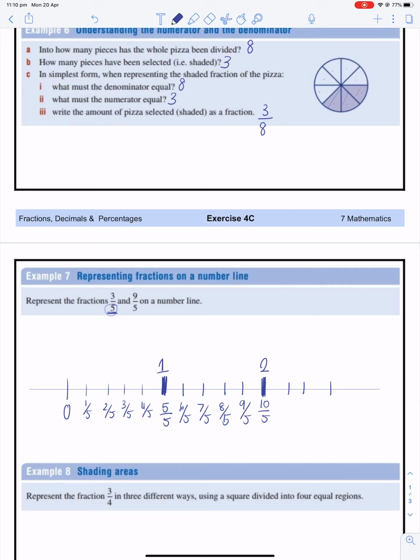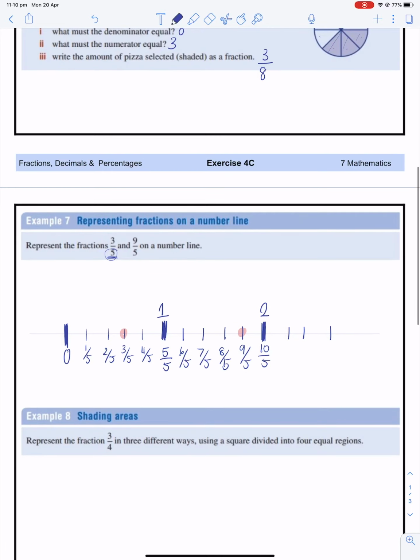Alright, so it says represent the fractions 3 over 5 and 9 over 5 on the number line. So just showing that 3 over 5 is there and 9 over 5 is there, and just showing where they fall. Okay, I might just colour that 0 so it's nice and bold as well. Alright, so always cut up between your whole numbers using that bottom denominator. So 1, 2, 3, 4, and it falls on the 5th.